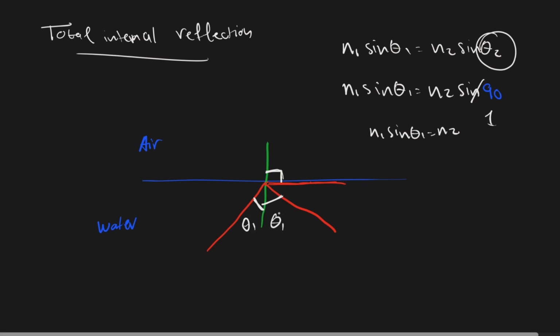But it does not happen at every single angle. It only happens at one angle. We call it the critical angle. And the critical angle is denoted by theta c. And it will be equal to sine inverse of, let me see, because I don't remember the equation exactly, but I can derive it here. So sine inverse of n2 over n1.